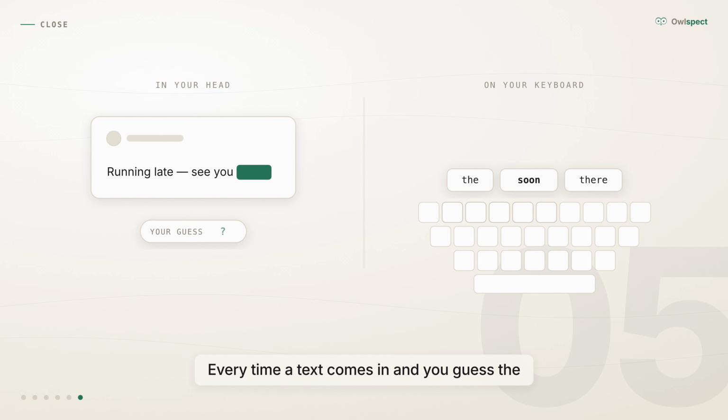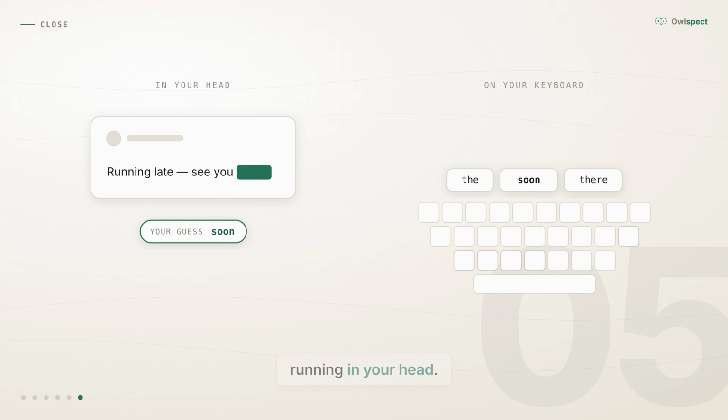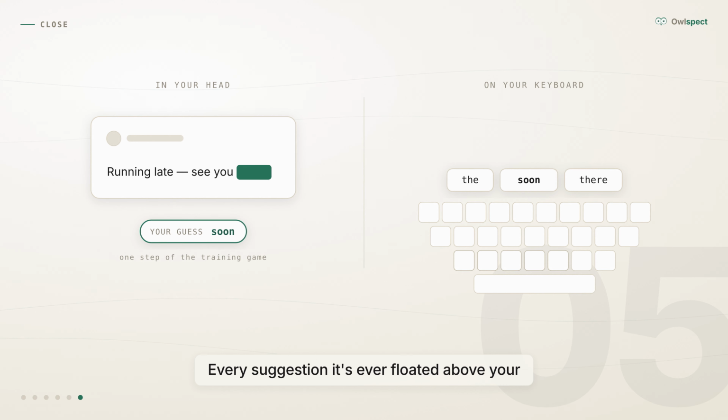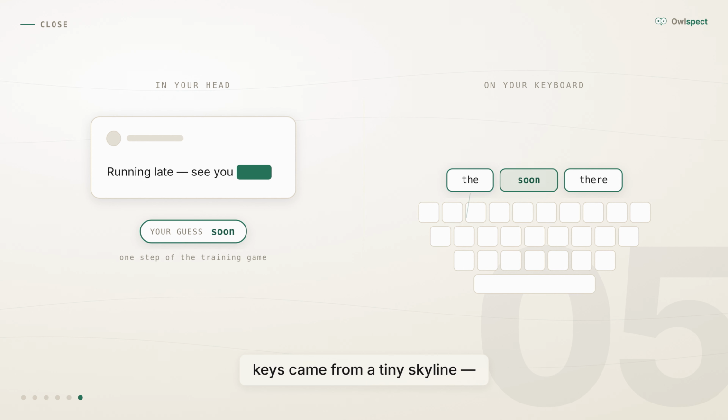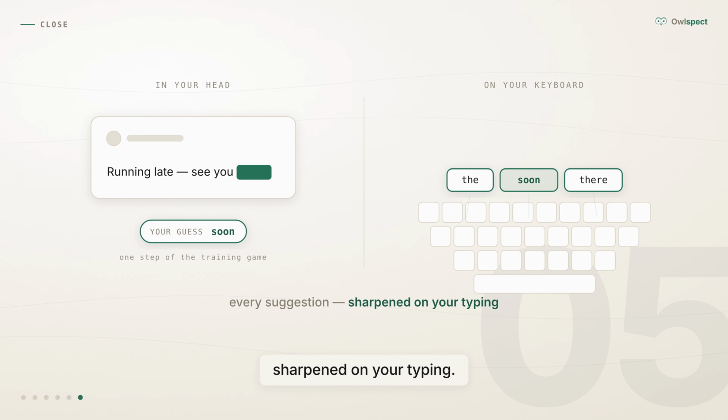Every time a text comes in and you guess the word under the preview before you open it, that's one step of the training game running in your head. And the keyboard from the start has been playing it all along. Every suggestion it's ever floated above your keys came from a tiny skyline, sharpened on your typing.